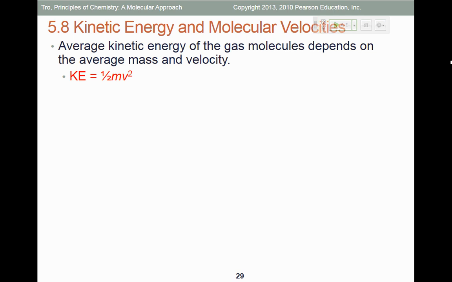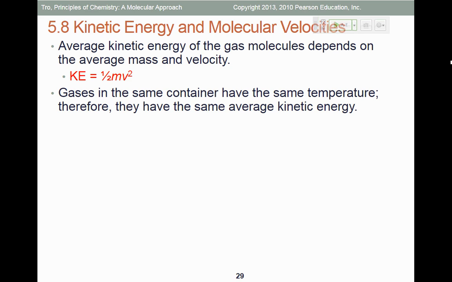The average kinetic energy of a gas molecule depends on the average mass and velocity. Now again, this is average because if you have, let's say, a pure sample of gas, even though on average they're all moving the same speed, one molecule might hit another molecule, which might change its trajectory and slow it down slightly. So we do look at average kinetic energy. So KE is equal to 1/2 of our average mass times our velocity squared.